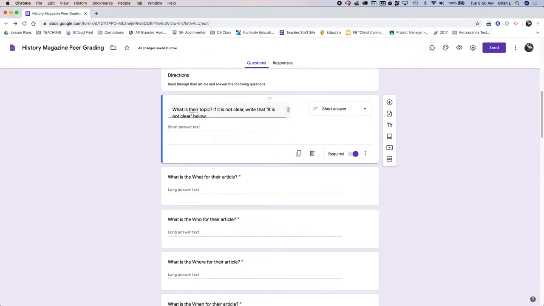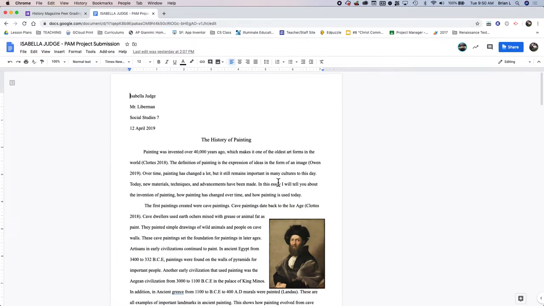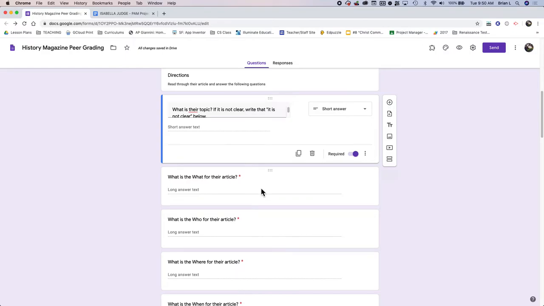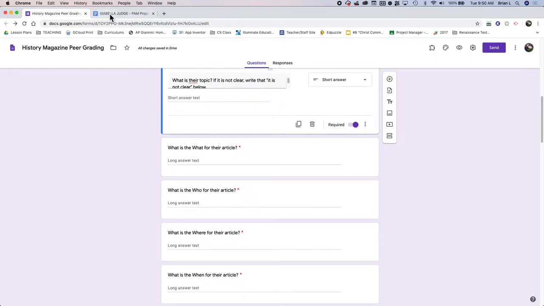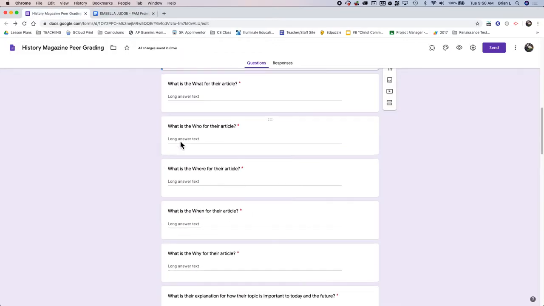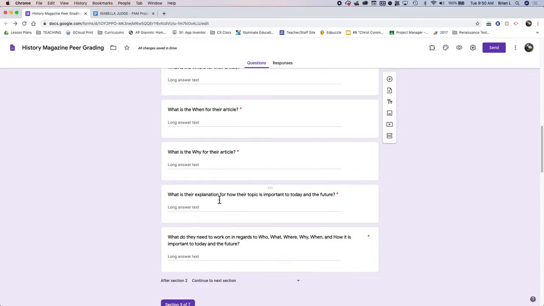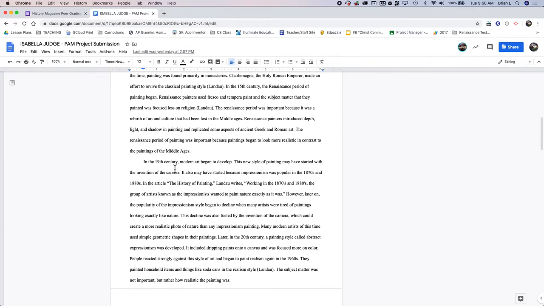For example, if I'm looking at this essay, which is Isabella's, the sample essay I'm providing, I would say, oh, this one's all about the history of painting. The what? Well, the definition of painting is the expression of ideas. Boom, she's got the what. What is painting? She's got the who, so I'm just going to look in here and figure out the who. Then I'll look at the where. I can look for the when and put in the when. Then I'm going to look for the why and put in the why. And then I'm going to see what their explanation is for how their topic is important to today and the future. That one's usually going to be found right here in the conclusion sentence.